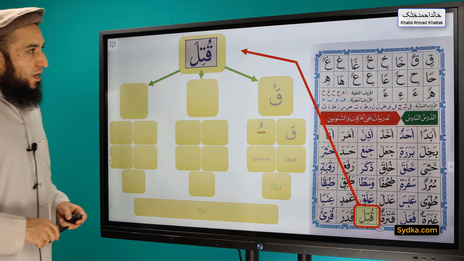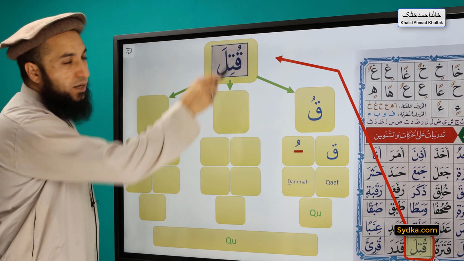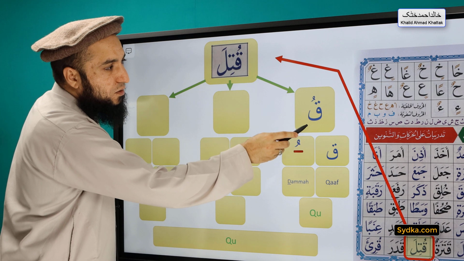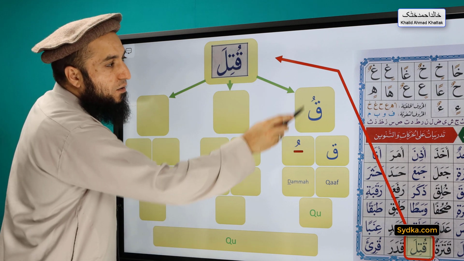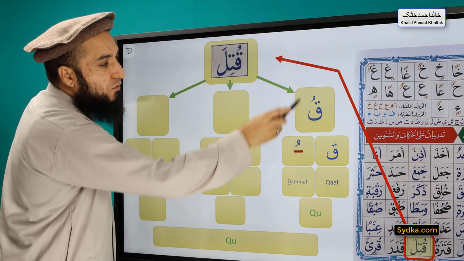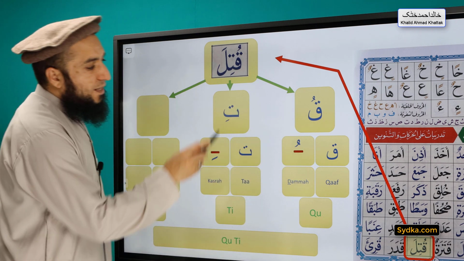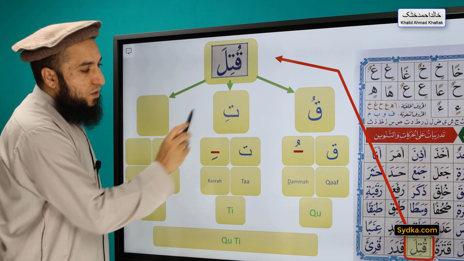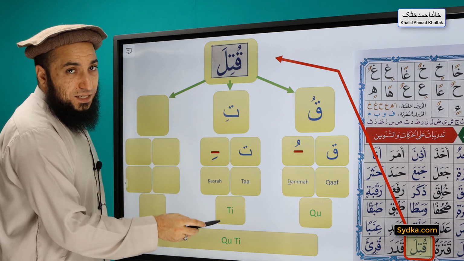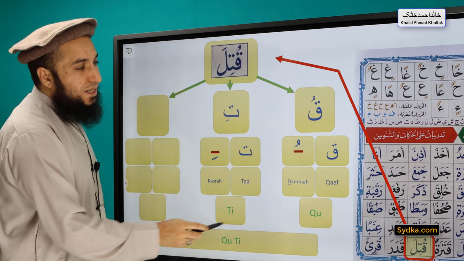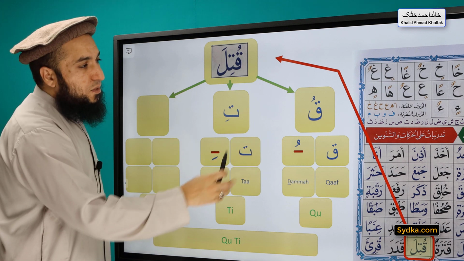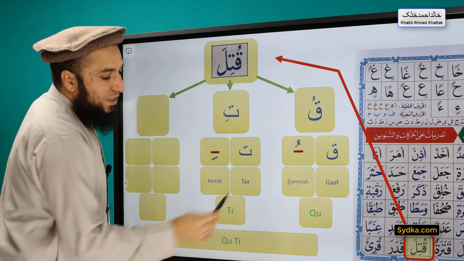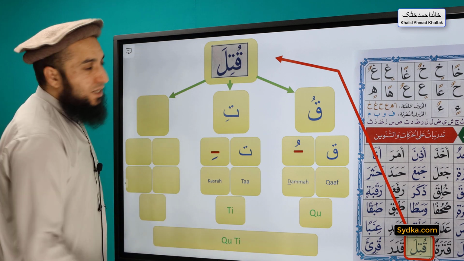So the first word we have is qutila, and it has 3 syllables. The first syllable is qaf dhamma qu. Qaf is not silent, and we have dhamma. Qaf dhamma qu. The second syllable we have is ta kasrati. Ta is not silent, and we have kasra. Ta kasrati. And we combine these 2 syllables. We have quti, quti, quti.